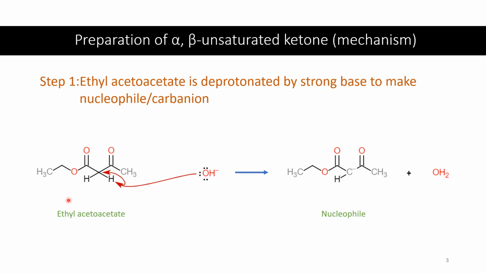The main reagents that we're using for the experiment today are ethyl acetoacetate, trans-chalcone, which will be the alpha-beta unsaturated ketone, and in addition we'll be using ethanol and a concentrated base solution, which is sodium hydroxide. In the first step of the reaction, this ethyl acetoacetate is deprotonated by a strong base to make a nucleophile, or we also call it a carbanion.